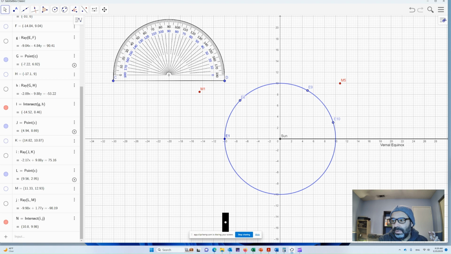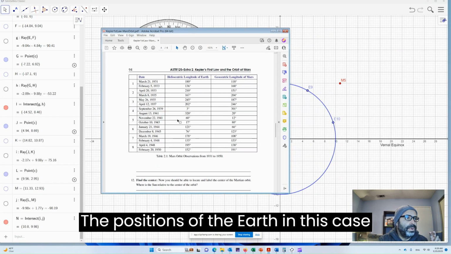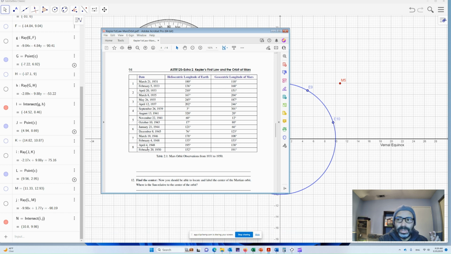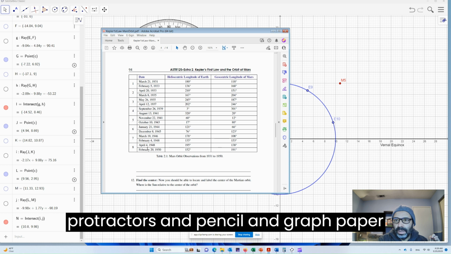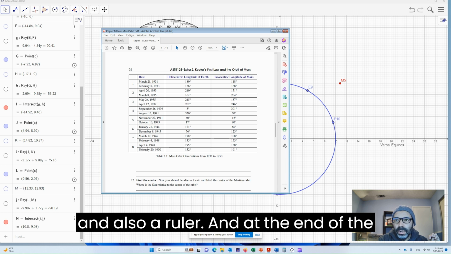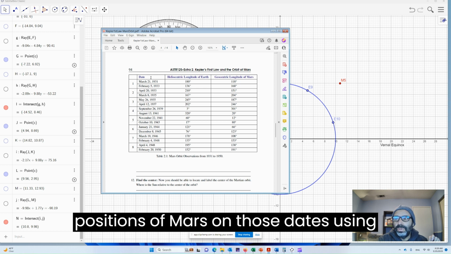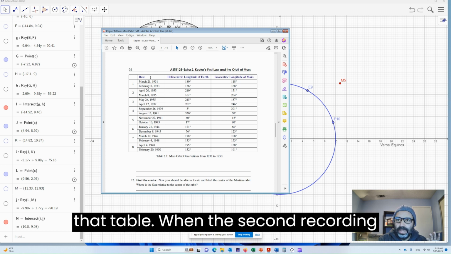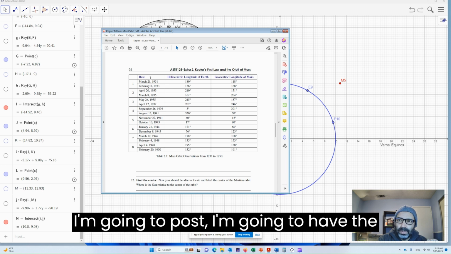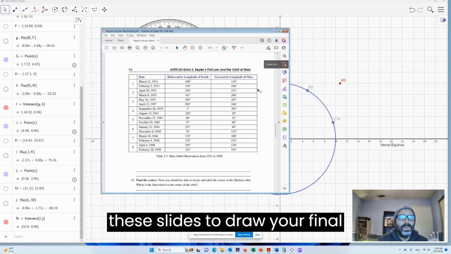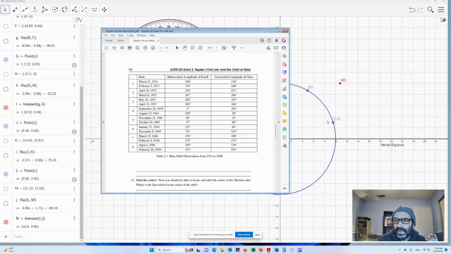And for the 5th entry in the table, I also drew the positions of the Earth in this case and in this one. So I assume you can finish the rest in here using protractors and a pencil and graph paper and also a ruler. And at the end of the day, you should be able to locate all the positions of Mars on those dates using that table. In the second recording I'm going to post, I'm going to have the finished product and how it looks, and basically how you connect all of these lines to draw your final settings. Sounds good? Thank you.